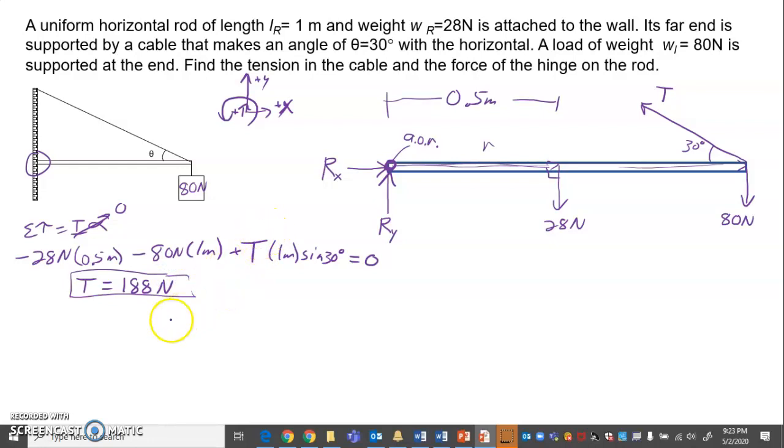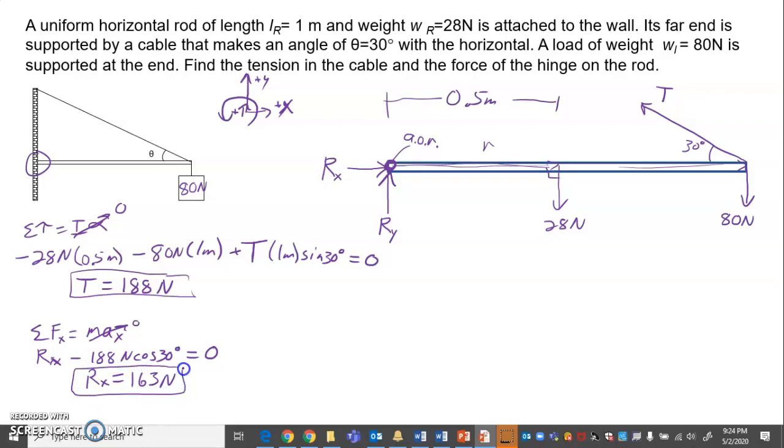We need to find two more unknowns, and we have two more equations that we can use. We can sum the forces in the x direction, set that equal to max. We can say, all right, well, Rx, all of it acts in the x direction, minus 188 newtons times the cosine of 30 degrees. And that's equal to 0. The acceleration in the x direction is 0. From that, we can get that Rx is equal to 163 newtons.